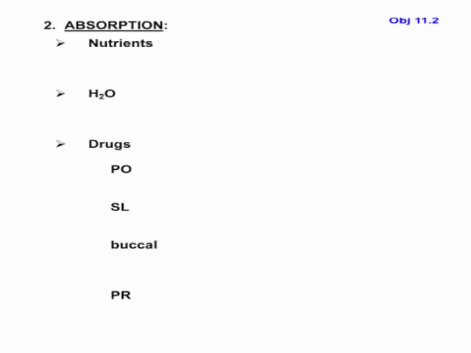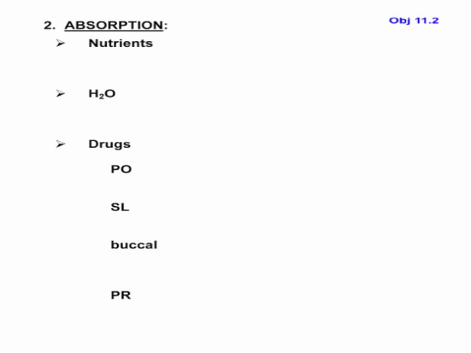The second function of the GI system involves absorption. We absorb nutrients such as glucose, amino acids, triglycerides, or fatty acids. Next, we absorb water. We receive our water from different sources, such as what we drink, what we eat, and our secretions from our body.